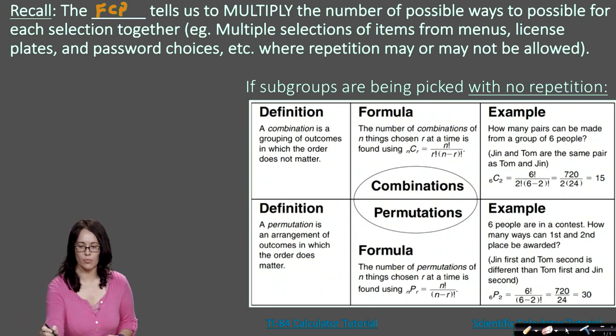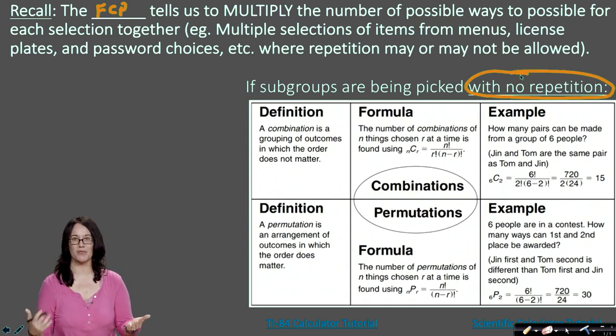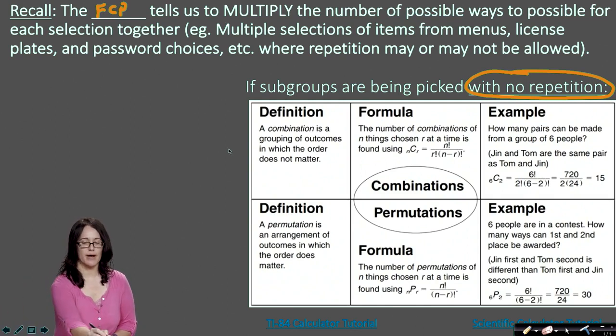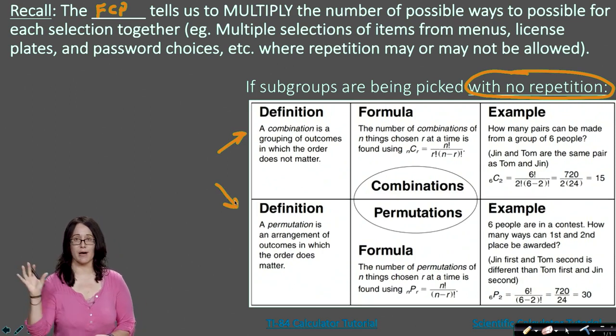So we begin with noticing that as long as there's no repetition of items, for example, if you were ordering from a menu, if you can't order the same thing twice, that would be no repetition, then one of these two possible items could be chosen as our method. We could either choose the combination approach or the permutation approach.